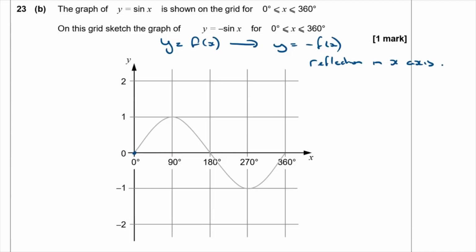So 0, 0, it's on the mirror line, so that's going to end up in the same place. This point at 90, 1, if I reflect it in the mirror line, which is the x-axis, it's going to end up down there. 180, 0 again is on the mirror line, so it stays where it is. 270, minus 1 is going to be reflected to the opposite side, up there. And then again, this one is going to be untouched because it's on the mirror line. So I've got all my reference points again now, so I can then join them up.